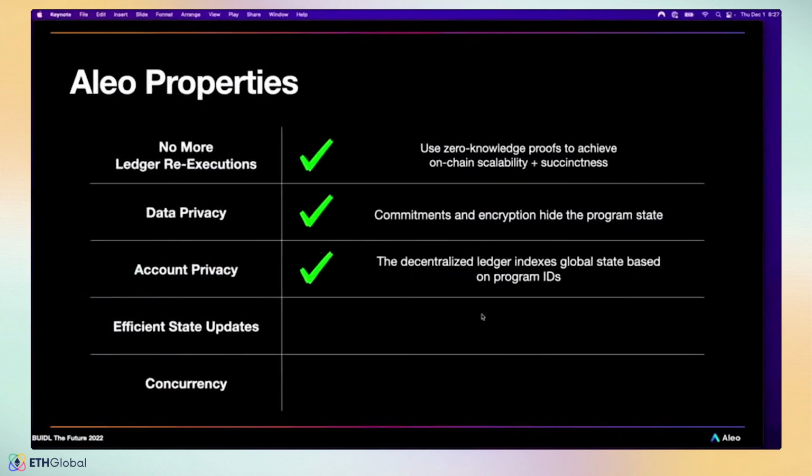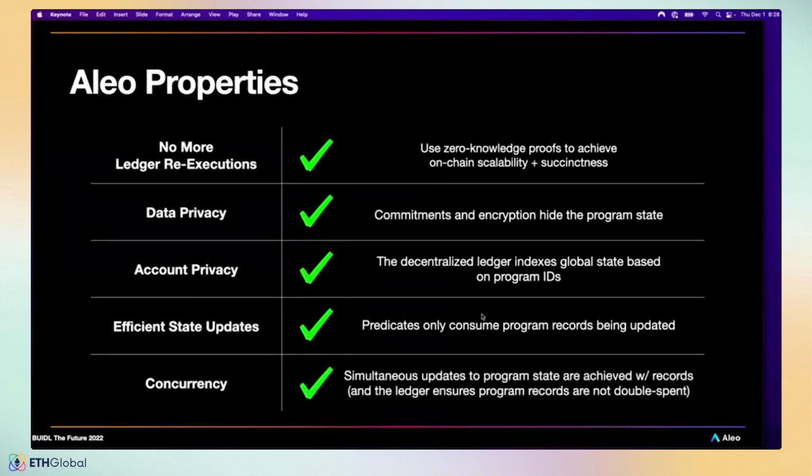You have efficient state updates. Predicates only consume records that are actually being updated in their context. They don't need to reason about the entire state of the application to make an update. So updates are sharded and localized to the set of records that are being written. And you have concurrency because the application state is split apart. Two users, if they're operating on independent application state, can submit transactions and run them at the same time, and both will be verified by the network, and both will be consistent with the semantics of the application.